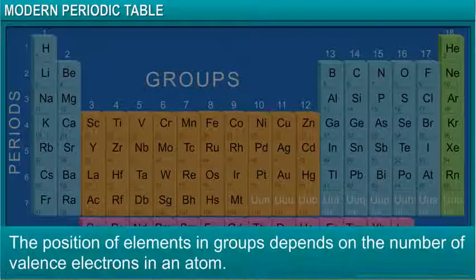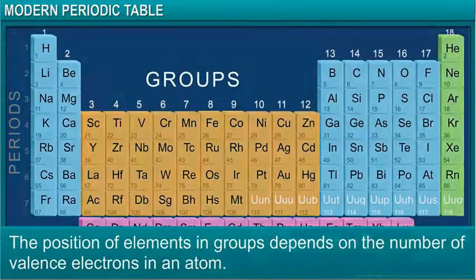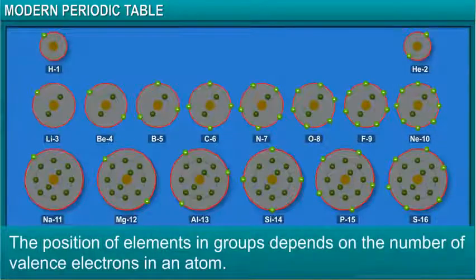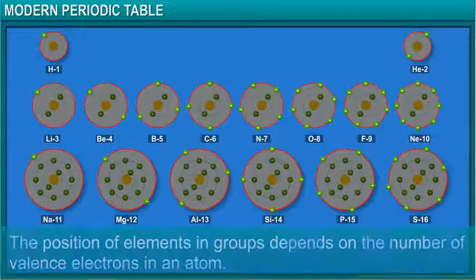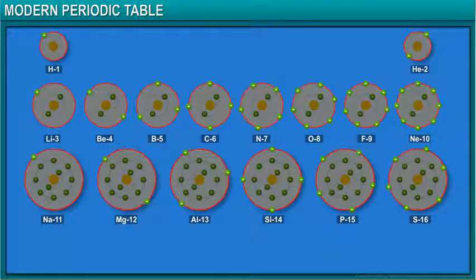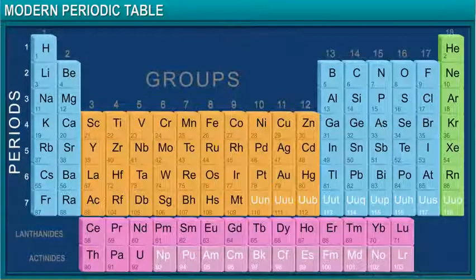The position of elements in groups depends on the number of valence electrons in an atom. The atoms of different elements with the same number of occupied shells belong to the same period.